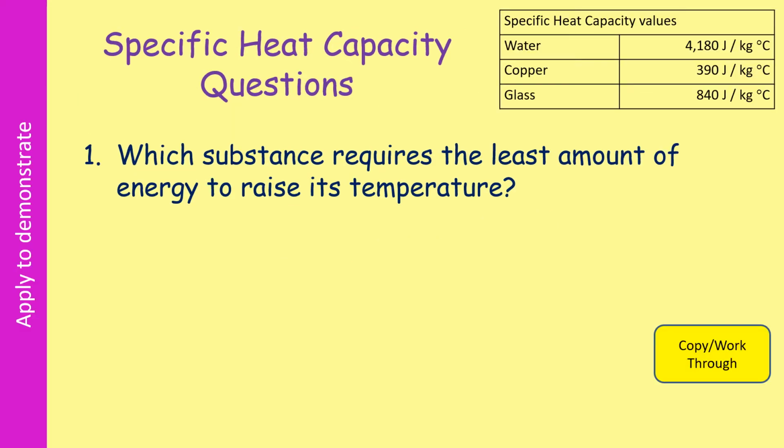So let's use the idea of specific heat capacity to answer some questions. So here we have some information in a table. Now the information relates to three different materials and it gives you their specific heat capacities. Question 1. Which substance requires the least amount of energy to raise its temperature? Well, we know from our previous work that materials with a high specific heat capacity can absorb a lot of energy for a very small temperature rise. So in this case, it says which substance requires the least amount of energy to raise its temperature, which means we're looking for a material with a low specific heat capacity. And the lowest one in the table is copper.